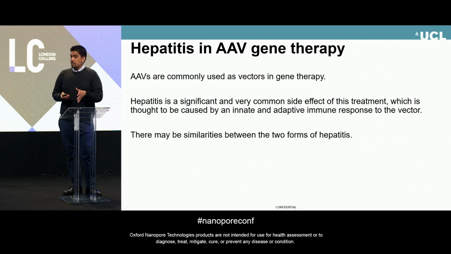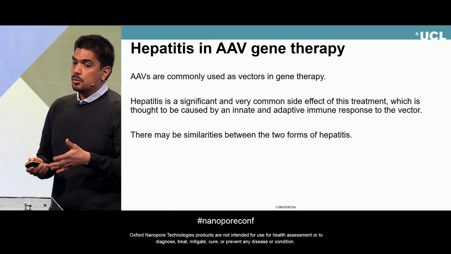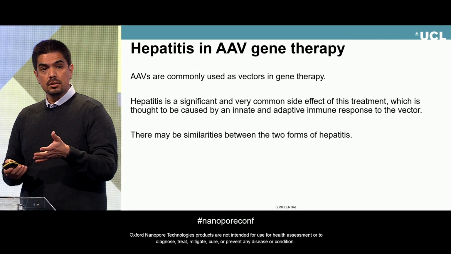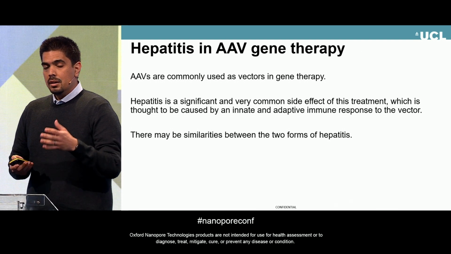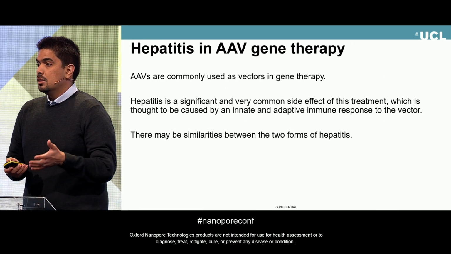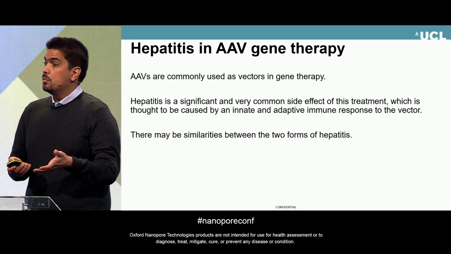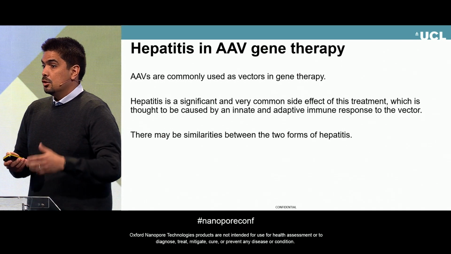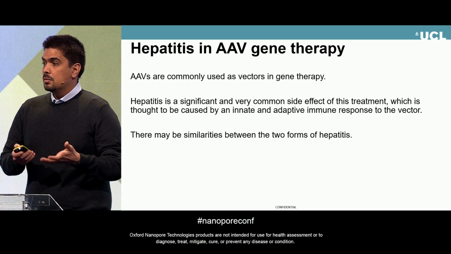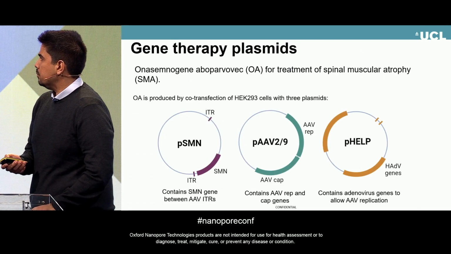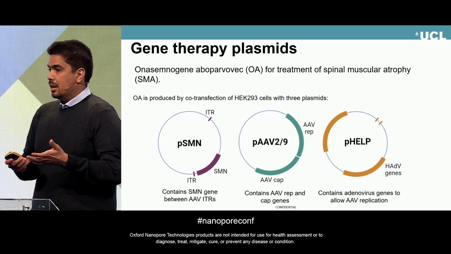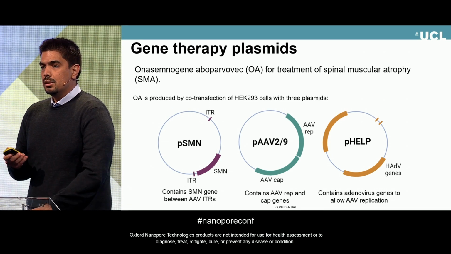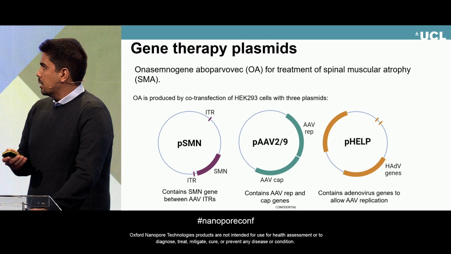AAVs are commonly used as vectors in gene therapy, and hepatitis is one of the most common and severe side effects of gene therapy cases. Initial investigation into these cases suggests that the hepatotoxicity is an immune-mediated response, similar to the one that we see during the hepatitis outbreak. So we wanted to analyze in more detail the similarities between these two types of hepatitis. For this, we studied a case of hepatitis associated with a treatment of spinal muscular atrophy.